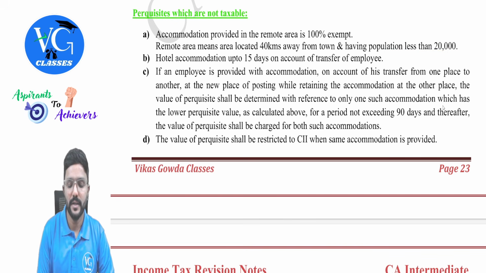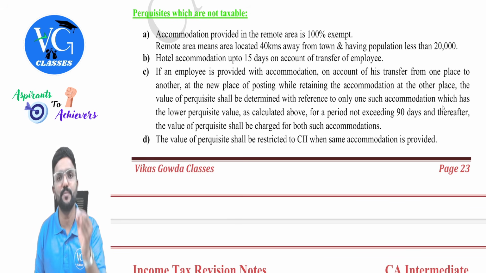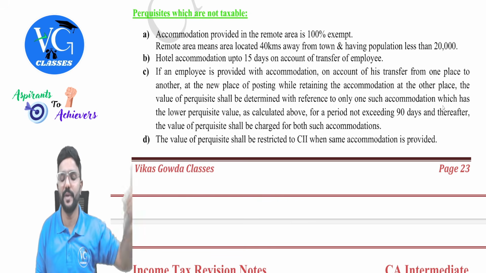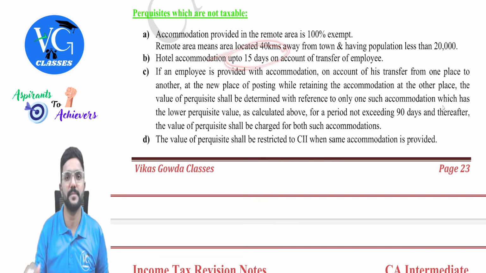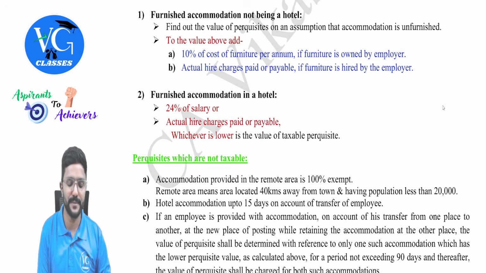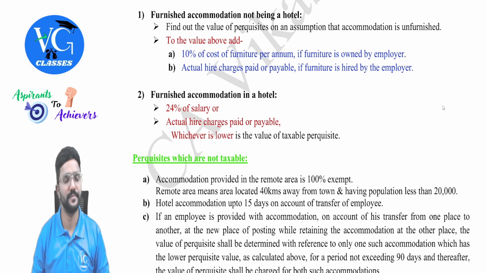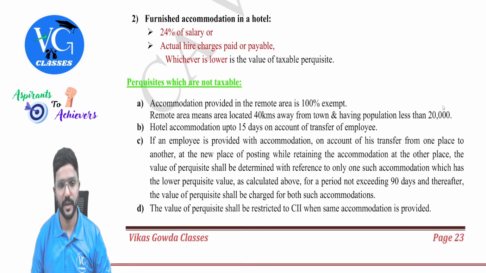Okay, sir. And if there is any transfer of an employee from one place to another, and hotel accommodation is provided to that employee in the new place, up to 15 days it is exempt. Sir, what if it is more than 15 days? Then it will be taxable as per this provision. For example, assume the accommodation is provided for 20 days. Then for 5 days, it would be taxable, guys. Okay.